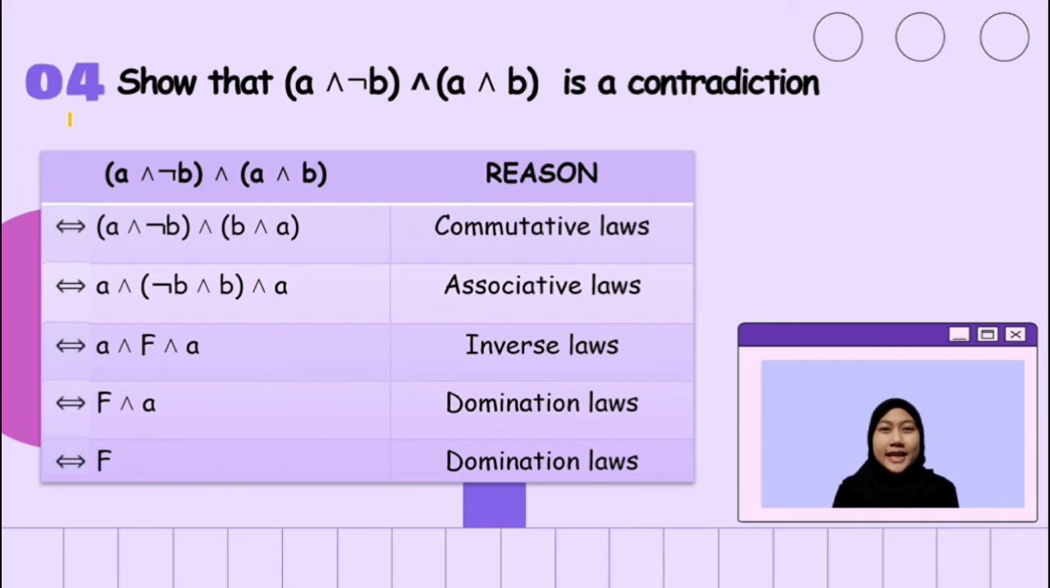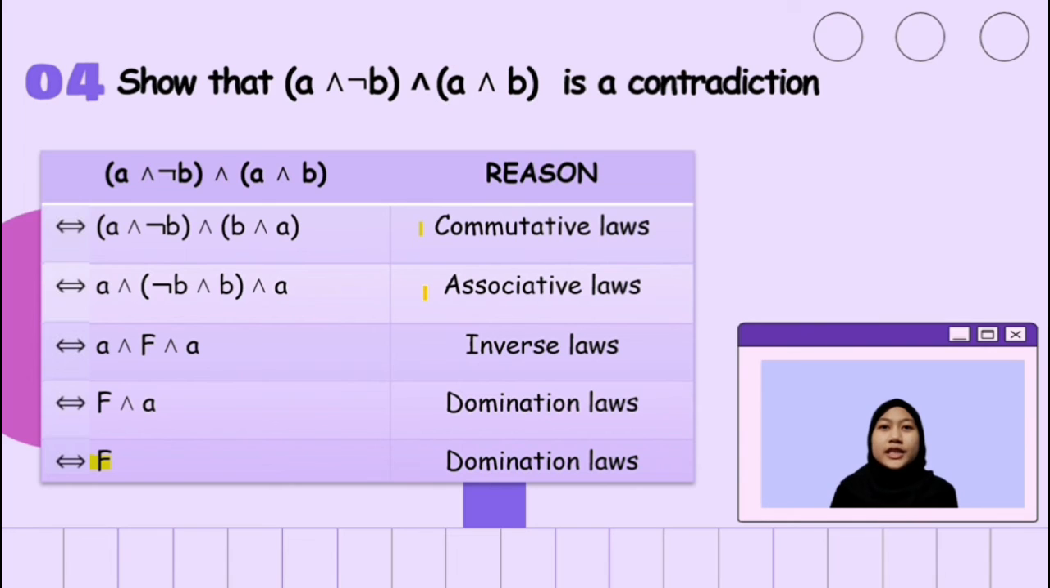Now we move to our last example. Show that open bracket A and not B close bracket and open bracket A and B close bracket is a contradiction. Okay, first we need to construct a table. Second, we must make sure that our last answer is F to make sure that our statement is a contradiction. Okay, our first step, we can use the commutative law to change the position of variables A and B, for example, open bracket A and B close bracket to open bracket B and A close bracket.